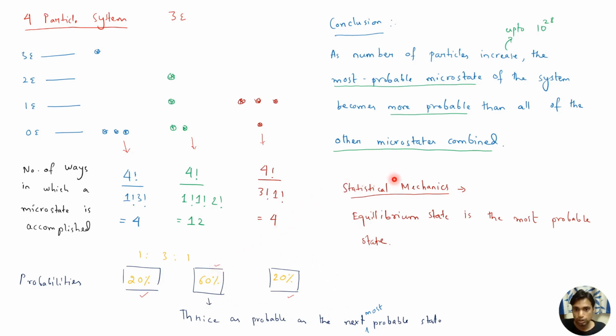Okay, so the gist of statistical mechanics is that the equilibrium state is the most probable state. So for example, here it is 60%. When you go to 10 to the power 28, this will become 99.99% and all others will sum up to less than 1%. So the most probable state is the equilibrium state. That is the statement coming from statistical mechanics.